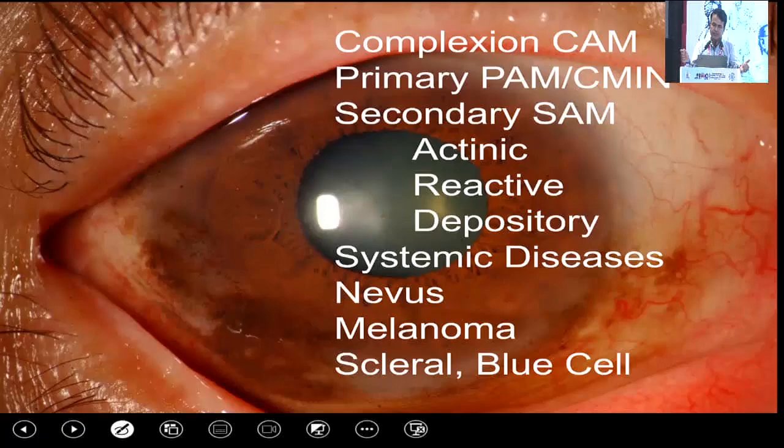That is actinic. Reactive: a child has vernal keratoconjunctivitis and has conjunctival pigmentation, that's reactive. Use a lot of anti-glaucoma medications or medications which have a lot of preservatives, you have reactive pigmentation. Depository: somebody is fond of using makeup around the eye and this pigmentation gets deposited in the conjunctival epithelium, that is depository. Adrenochrome containing anti-glaucoma medications such as Epitrate that were being used when we were residents can cause depository pigmentation of silver. Systemic diseases, Oguchi's disease, etc., can cause pigmentation, nevus, melanoma, and scleral pigmentation.